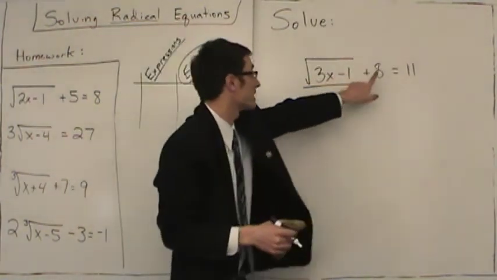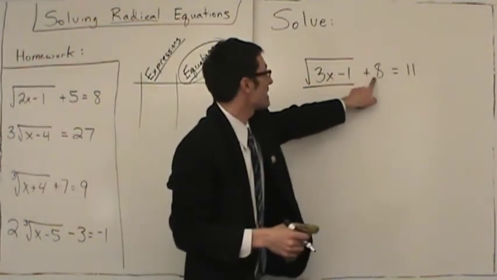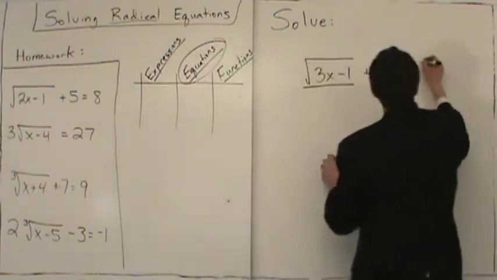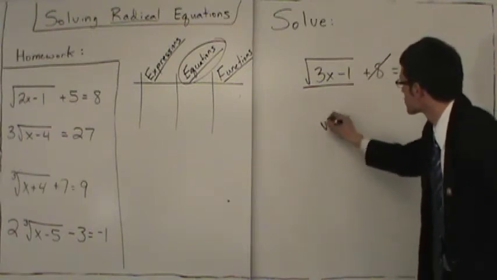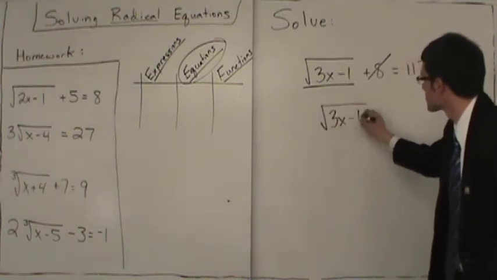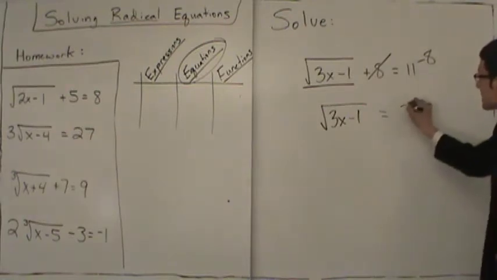You have to isolate the radical. That means get rid of what? Get rid of the 8. Since 8 is being added, we're going to subtract 8 on both sides. So subtract 8, cross it out, and we're left with the square root of 3x minus 1 is equal to 11 minus 8, which gives 3.